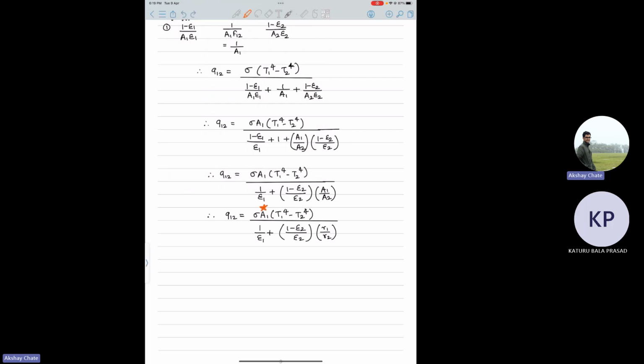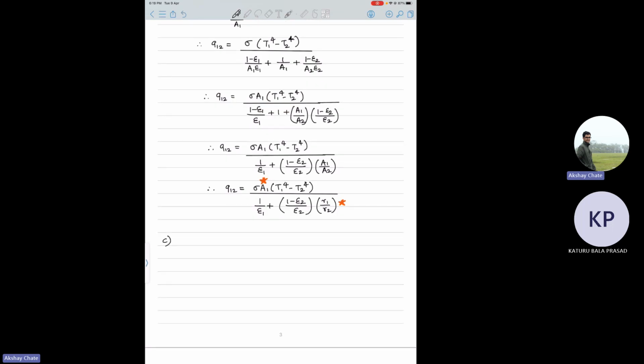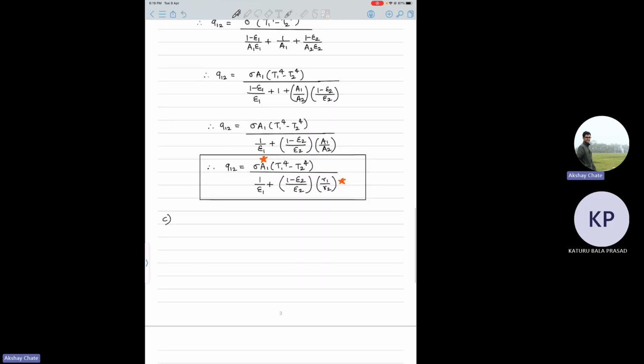So one change is A1 is here, and you have this R1 by R2 ratio. You should remember these two terms here. And then there is a third case, which is concentric spheres.